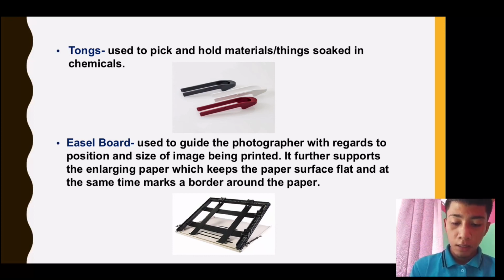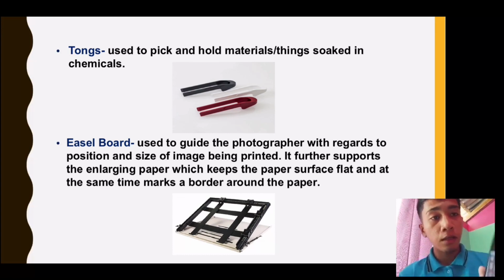And lastly, the easel board. The easel board is used to guide the photographer with regard to position and size of the image being printed. It further supports the enlarging paper, which keeps the paper surface flat and at the same time marks a border around the paper. This is an example of an easel board.